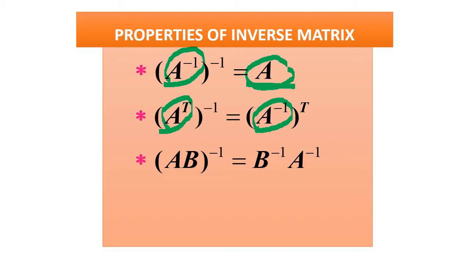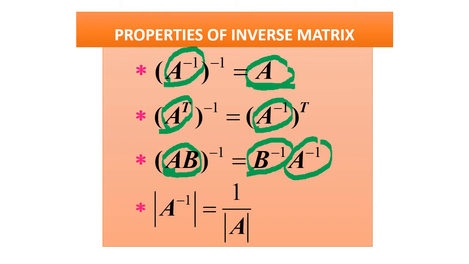The third property, AB, matrix A times matrix B. Then find the inverse. The inverse of matrix AB is equal to inverse of matrix B times the inverse of matrix A.